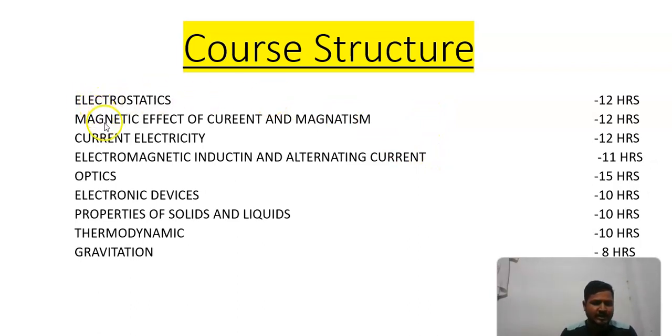After finishing electrostatics, I would like to go through the magnetic effect of current and magnetism. It also takes 12 hours. After that, we will complete current electricity, electromagnetic induction, alternating currents, optics, electronic devices, properties of solids and liquids, thermodynamics, and at last I would like to explain gravitation and the related concepts. The gravitation chapter will take 8 hours. So you can see this is our plan for the 100 hours of learning. So this is the course structure for the next coming sessions.